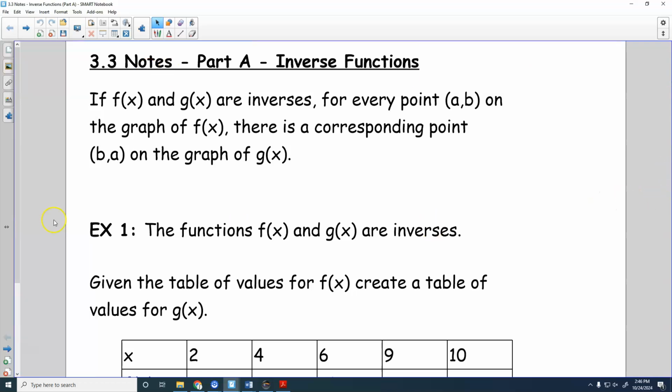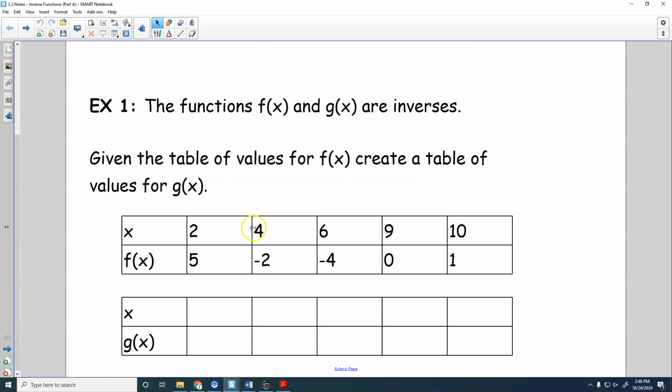Hopefully today will be a nice review where you're like, oh yeah, I remember doing that. So f of x and g of x are inverses if for every point (a, b) on the graph of f of x, there is a corresponding point (b, a) on the graph of g of x. Whenever we're talking about inverses, it switches our x and y's, right? If we want to find the inverse of a function, we can switch the x and y's.